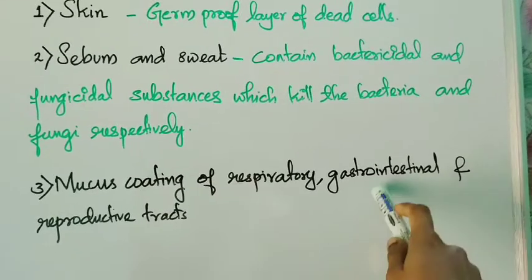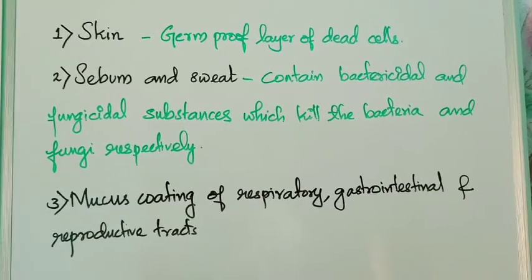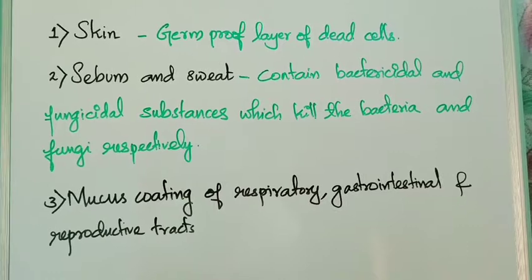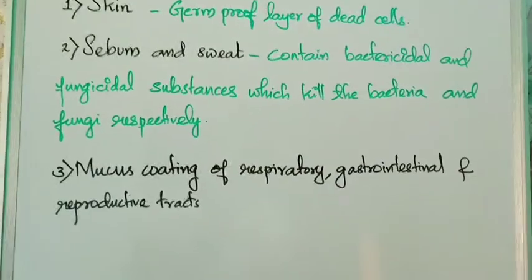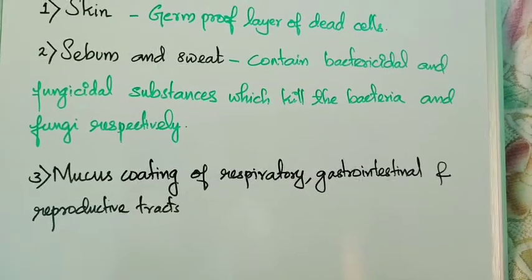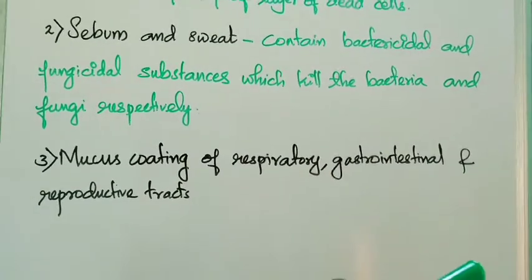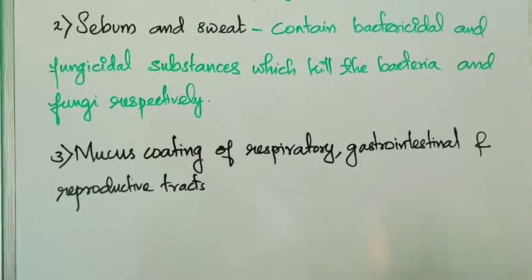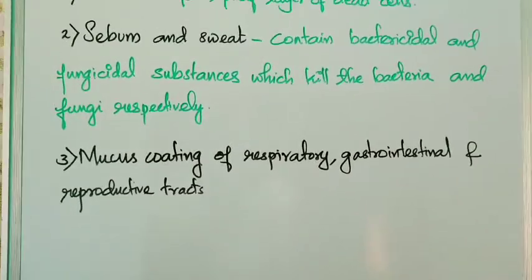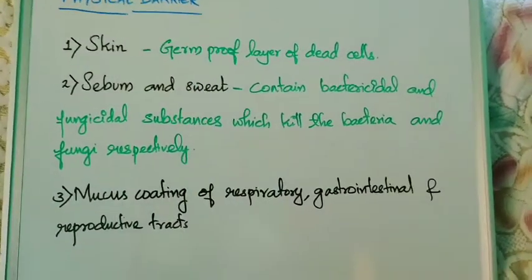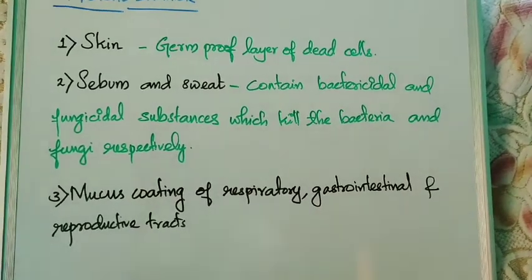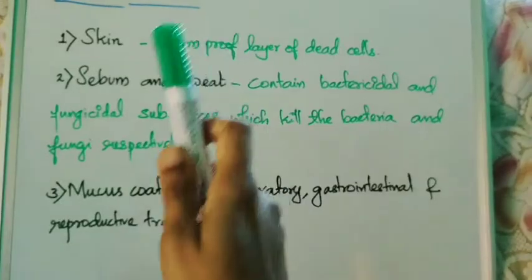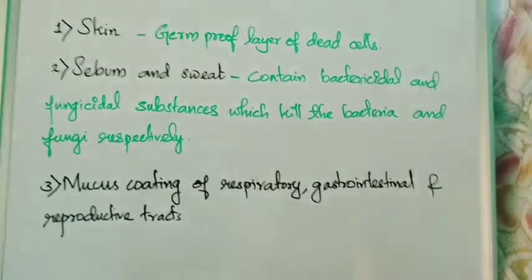Even in the gastrointestinal tract, when anything gets stuck in our throat, we feel like coughing, or we try to cough it out and spit it out through the phlegm. They all trap the pathogen or the antigen because of the mucus coating. So this is the physical barrier of the body, the first barrier presented to any antigen when they try to enter our body: skin, sebum and sweat, and the mucus coating.